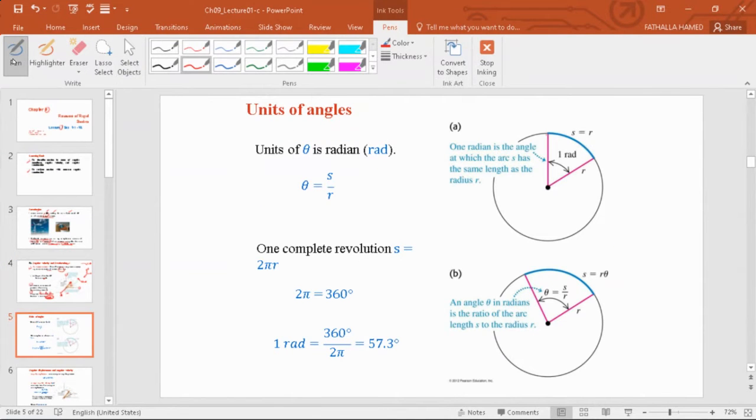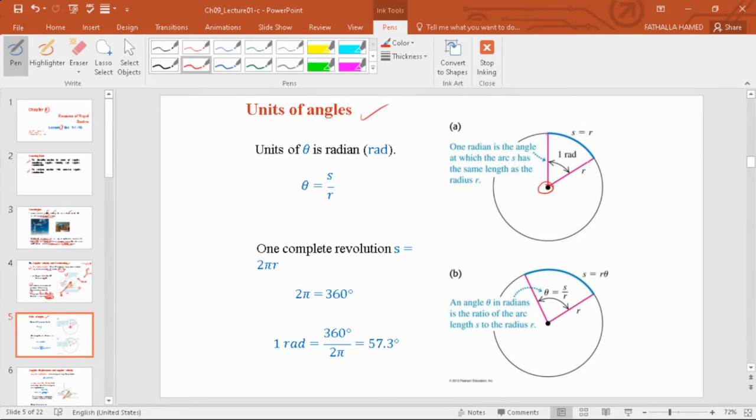Now, what units are we going to use for these angles? You're all familiar that you measure angles in degrees. And when you go a full circle, you have 360 degrees. Now, that's a circle. That's the center of the circle here. That's your radius of the circle.